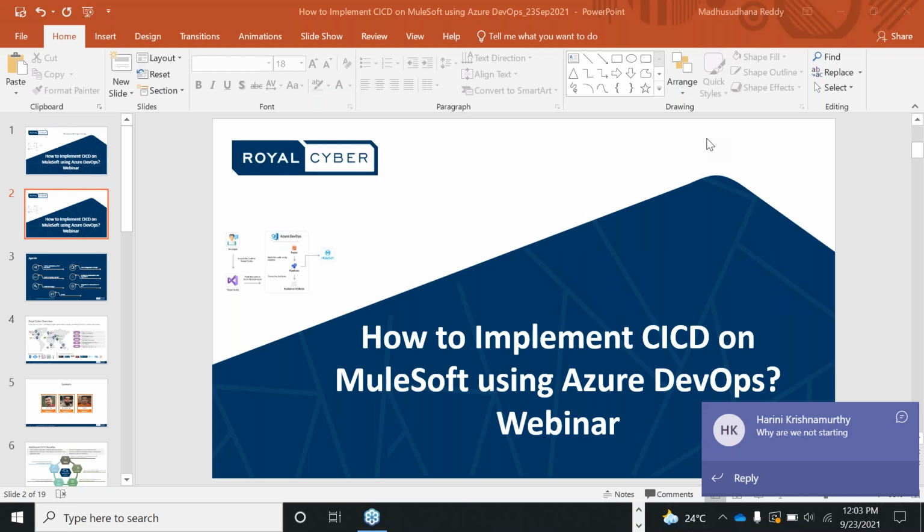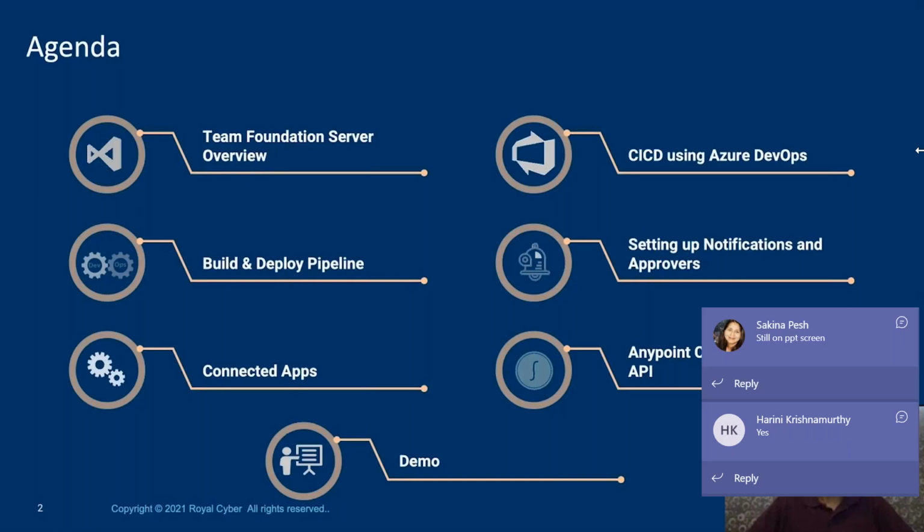Now, let's have a quick glance at the agenda. We'll start off with Team Foundation Server overview. Then we will talk about CI/CD using Azure DevOps. We will build and deploy pipeline, setting up notification and approver, connected apps, Anypoint CLI, and ARM-REST API, followed by the demo.